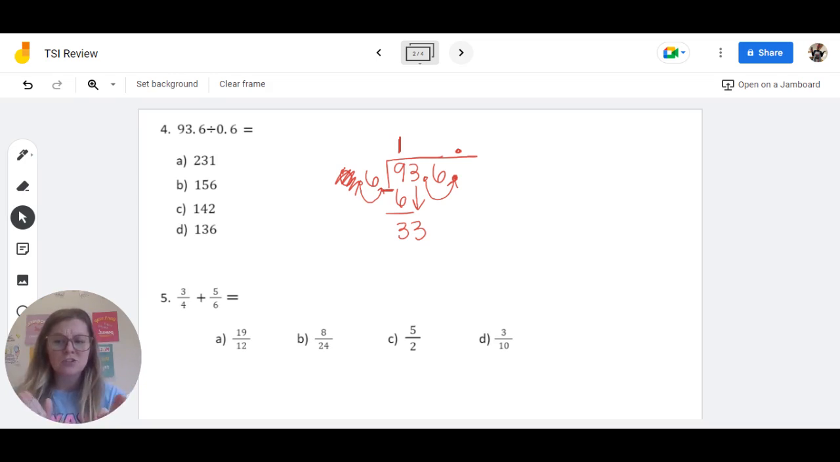6 times 6 is 36, which is too big. So I know that my correct answer is 5. Again, put it at the top. Multiply 6 times 5 to give me 30. And then subtract. 33 minus 30 is 3. Bring down the next number.